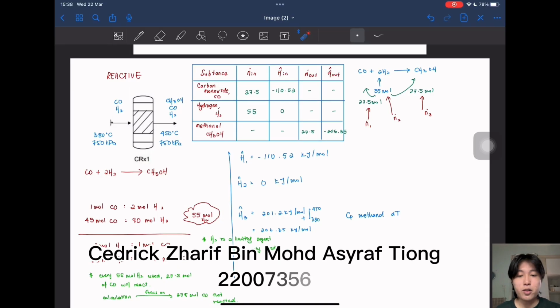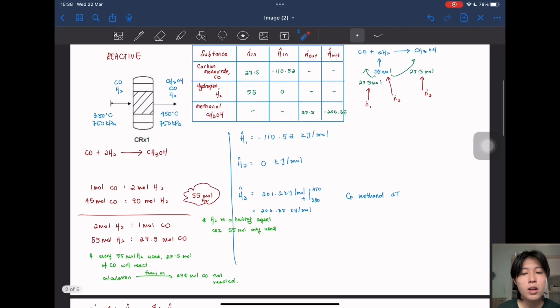Hi, so I'm going to explain the energy balance for the reactive unit and non-reactive unit.